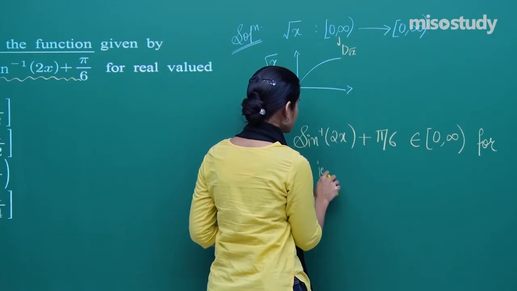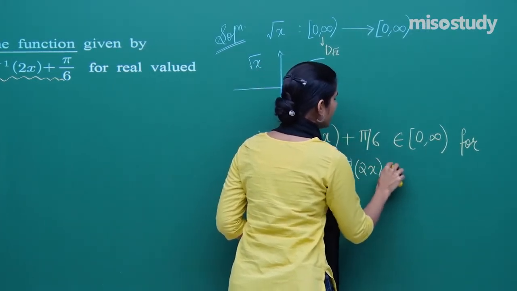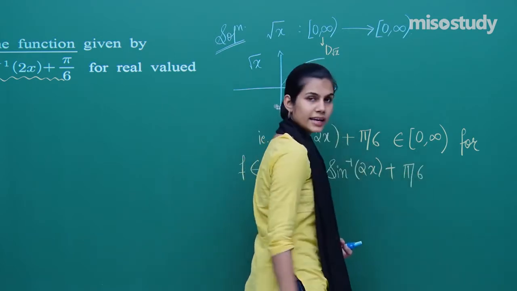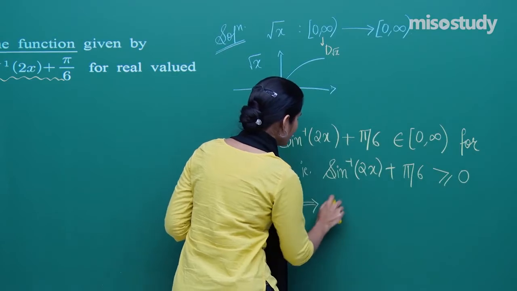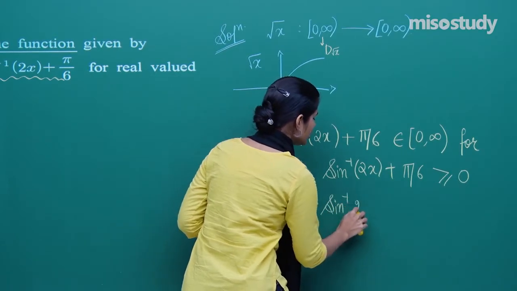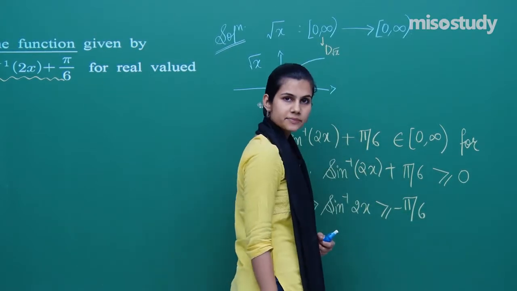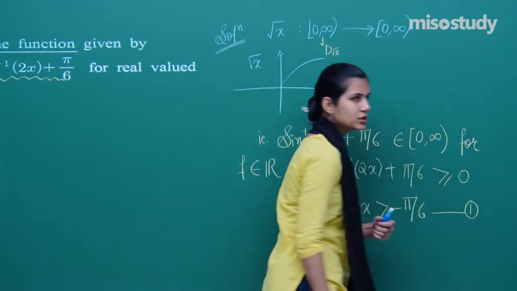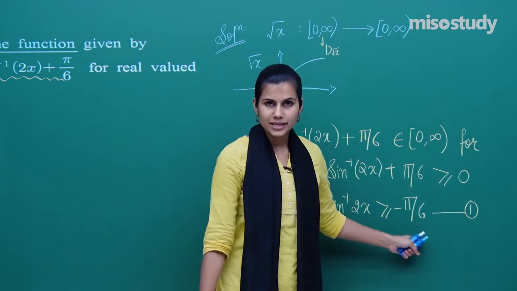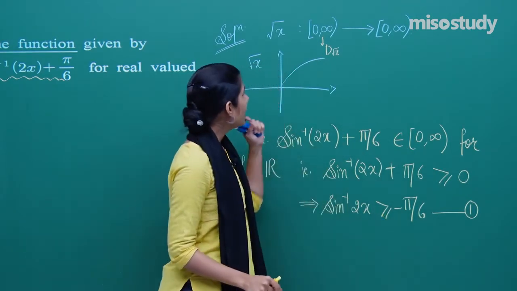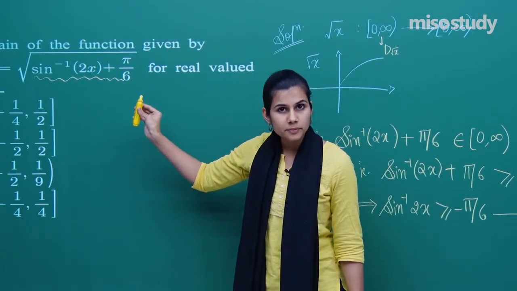Which means sine inverse 2x plus pi by 6 is greater than or equal to 0, which now means that sine inverse 2x is greater than or equal to minus pi by 6. Let me mark this as equation number 1. That means sine inverse 2x is greater than or equal to minus pi by 6. This should hold for under root of this expression to come out to be real.